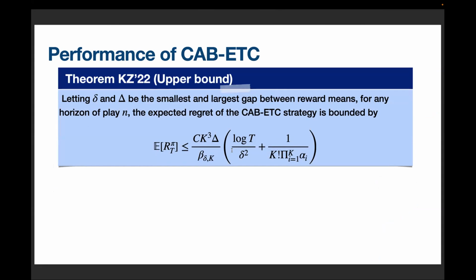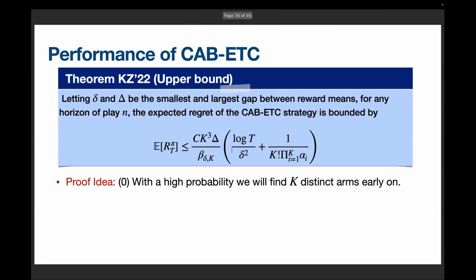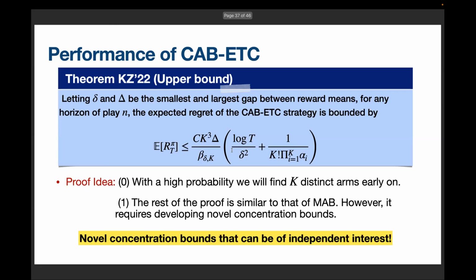So before explaining each one of the terms in this bound, let me tell you again how one can prove this. Remember, there is this additional layer on top of explore then commit. One can show with high probability we will find k distinct arms early on. And then once we do that, the rest of the proof is similar to that of the multi-armed bandit setting. However, it requires developing novel concentration bounds, and those can be of independent interest. There are several non-trivial steps there, several super interesting concentration bounds that can potentially be used in other problems.